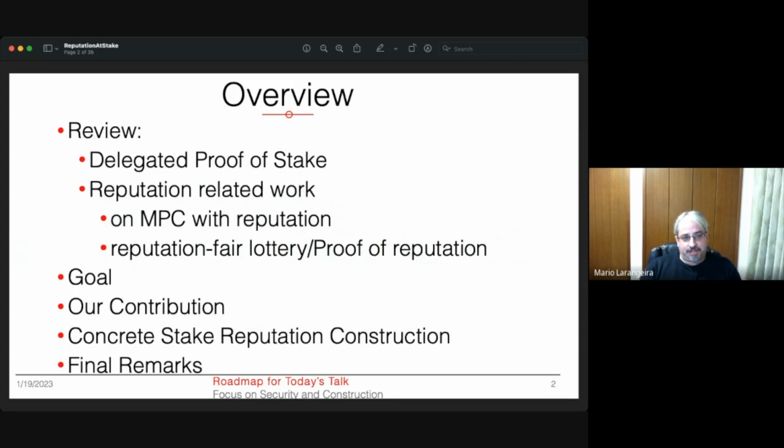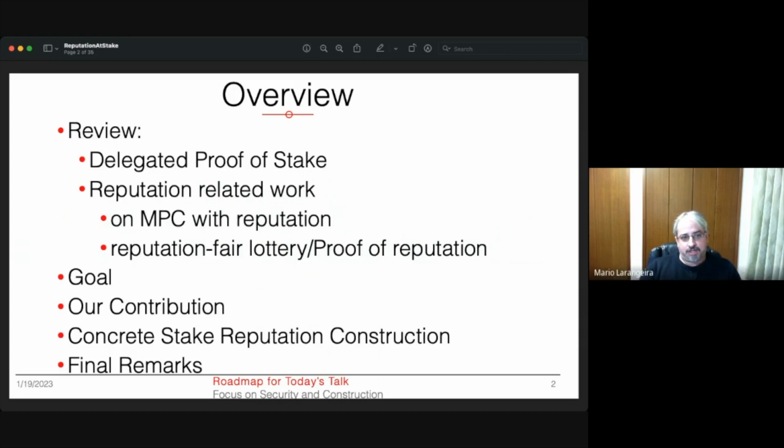The related work, as I mentioned, deals with reputation. In this case, it relates to MPC. MPC stands for multi-party computation. You want to do some computation, but instead of one single computer doing it, you have a group of computers with their private inputs, and they interact among themselves, exchanging messages, and in the end jointly make a computation.